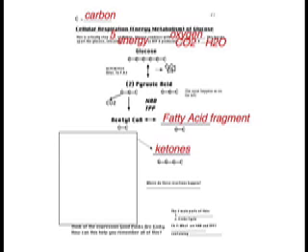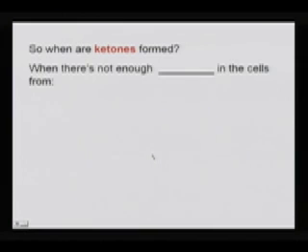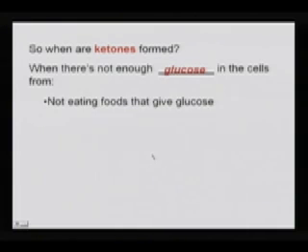And ketones are how many carbons in ketones? 4. So when are ketones formed? When there's no glucose in the cell. When there's not enough glucose in the cells. Which can come with not eating foods that give glucose, like carbohydrates, or uncontrolled diabetes.